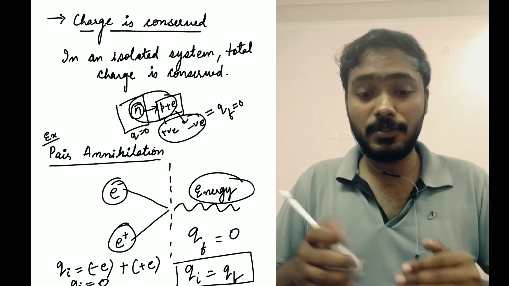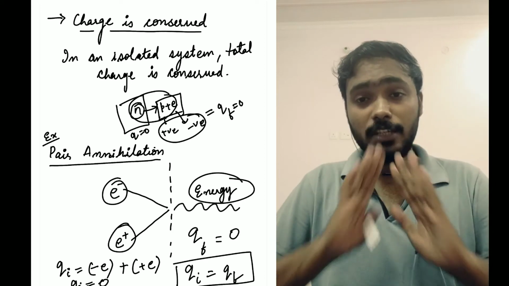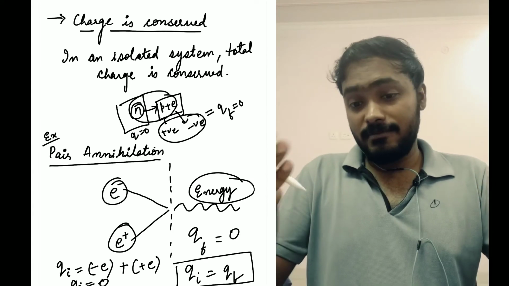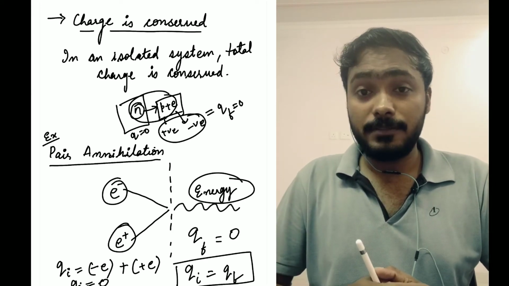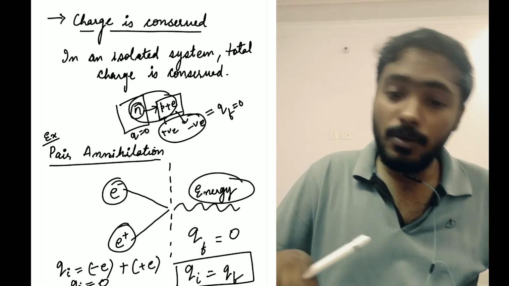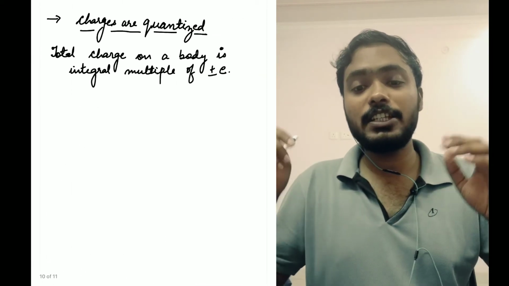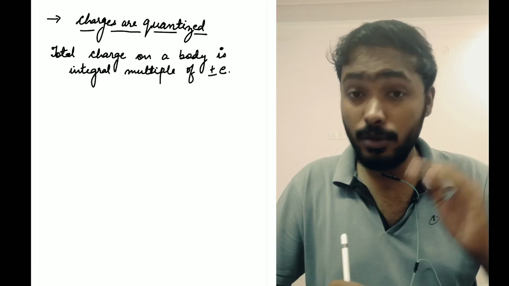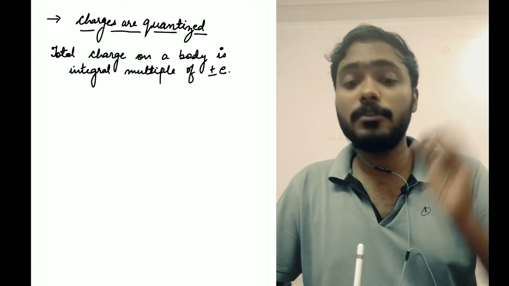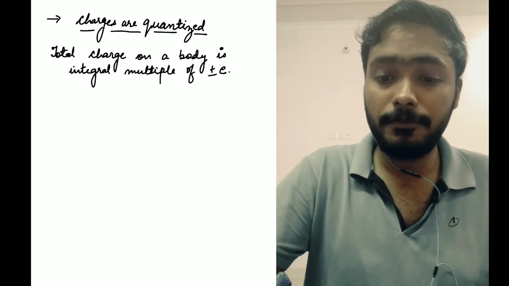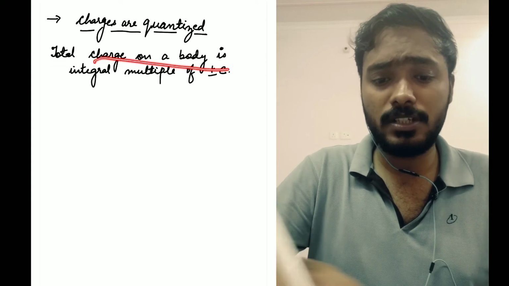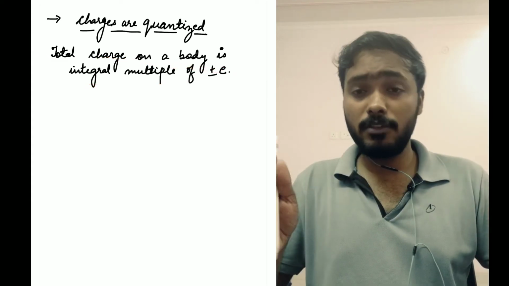Charge is conserved. So this pair annihilation is one of the very good examples of the conservative property of charge. I hope that is understandable. Okay, let's move forward. Charges are quantized. Now what does that mean? The total charge on a body is an integral multiple of plus or minus e.